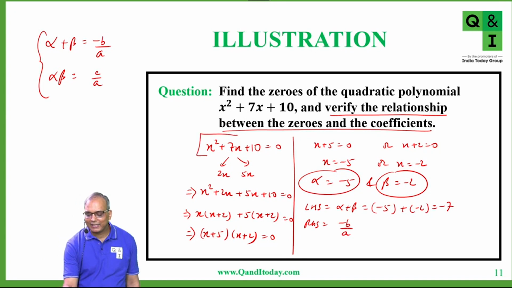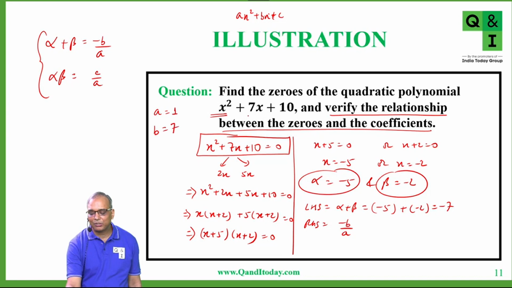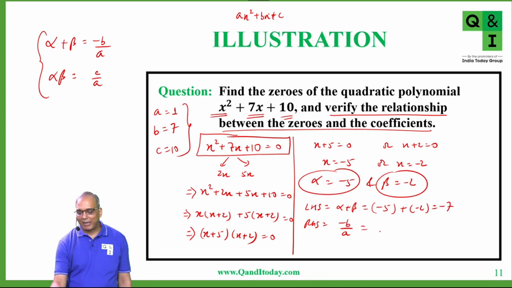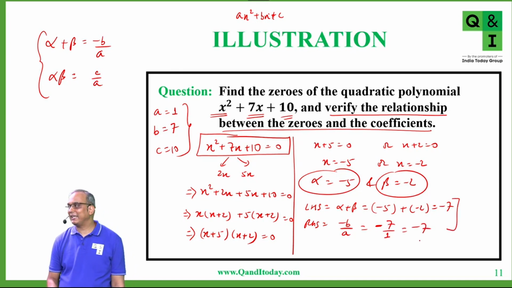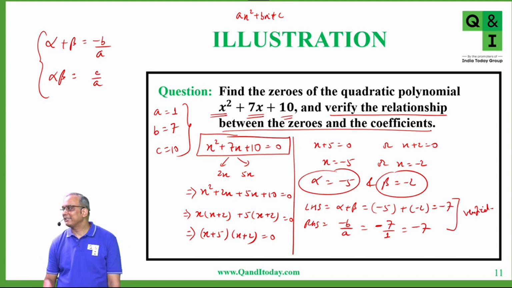So if you equate the coefficients here, because the general form of polynomial is ax square plus bx plus c, that means the value of a is 1 because the coefficient of x square is 1. Value of b is 7 because coefficient of x is 7. And value of c is 10 because c is the constant term. So a is equal to 1, b is equal to 7 and c is equal to 10. Put the values here. So minus b by a means negative of 7 by 1, which is negative of 7. So both of this LHS and RHS are equal, right? So that's why this is verified. Yes, Raghavi, you are correct.